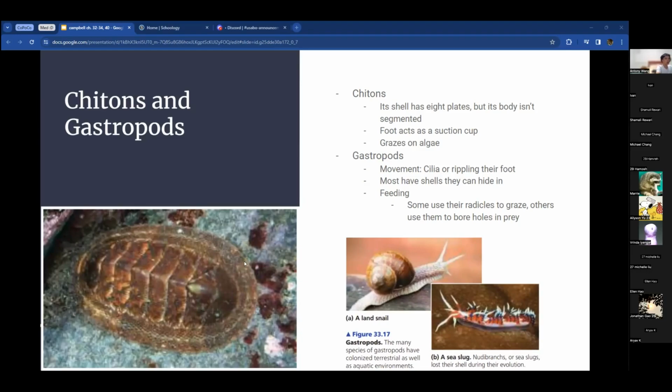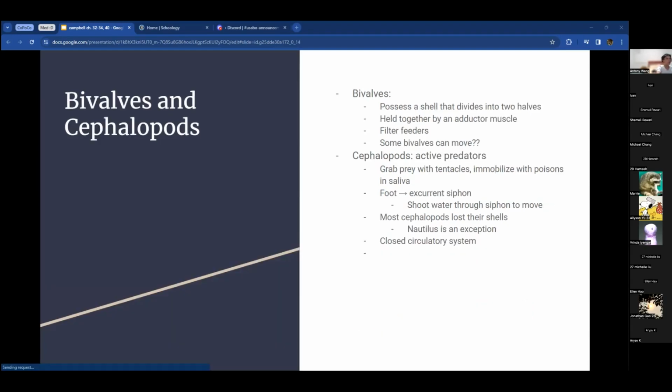Gastropods, these are like snails. They move either by cilia or rippling their foot. So they secrete a slime and they brush cilia over top of it to slide along. Some use their radulas to graze, others use them to bore holes in prey. So these radulas, they're sharp. They're not only used for herbivores. Predators can also use them.